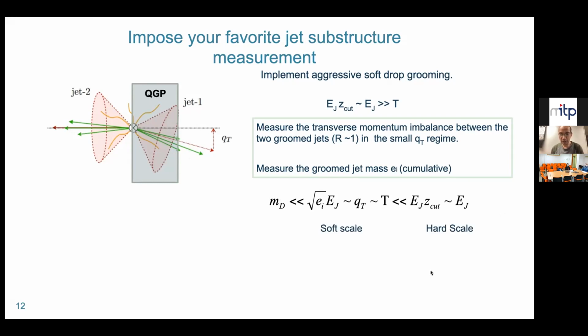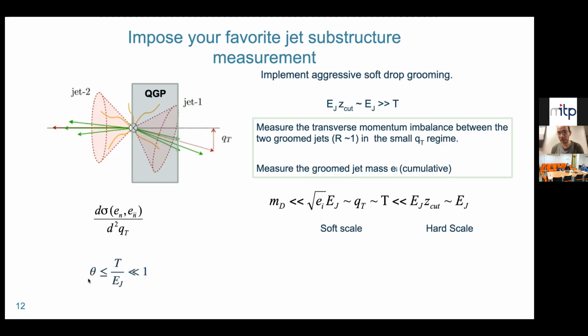So that naturally defines for me a hard scale for my problem, which is my jet energy, and a soft scale for my problem, which is the transverse momentum and the temperature. And the cross section that I'm interested in would be this, which is differential in the transverse momentum imbalance between the two jets and cumulant in the jet masses of each of the two jets. Okay, so that naturally defines for me the expansion parameter.